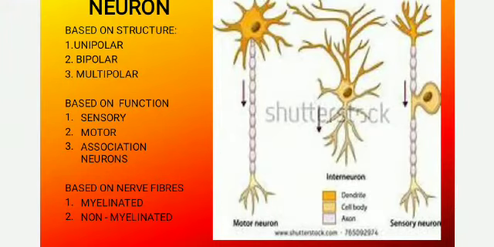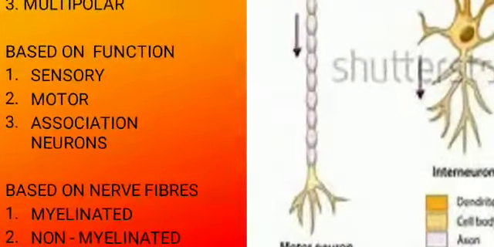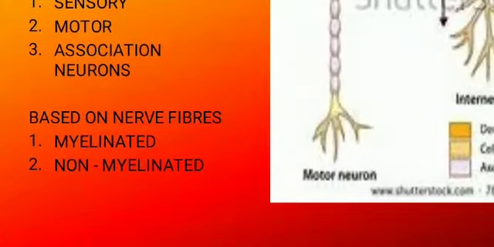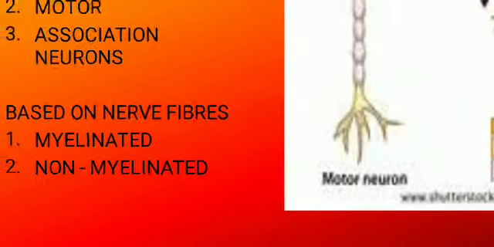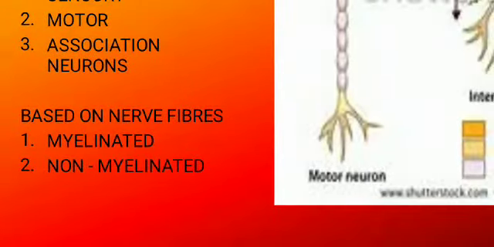And based on the presence of nerve fibers, we have two types, myelinated and non-myelinated. The myelinated neuron is where the axon is covered with the myelin sheath. If the axons are covered with the myelin sheath, then that neuron is called a myelinated neuron. If the axons are not covered with the myelin sheath, they are called non-myelinated neurons.